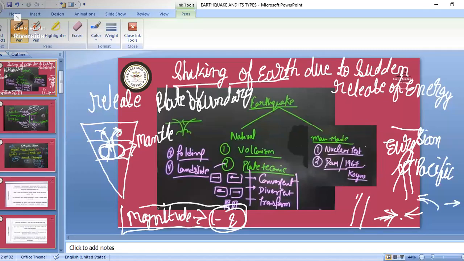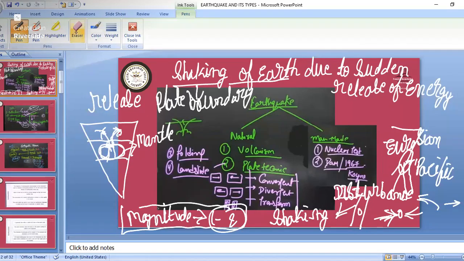So in that case, what is happening? In between that, some materials are coming, so because of that there is a disturbance. In that case, what is happening? There is a release of a high amount of energy, and during that time we feel this shaking of our earth.